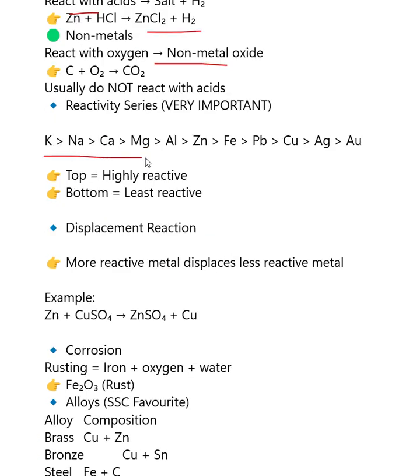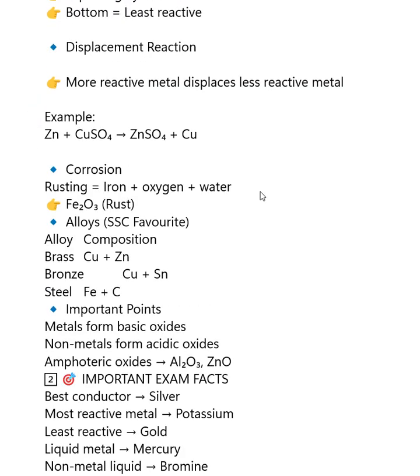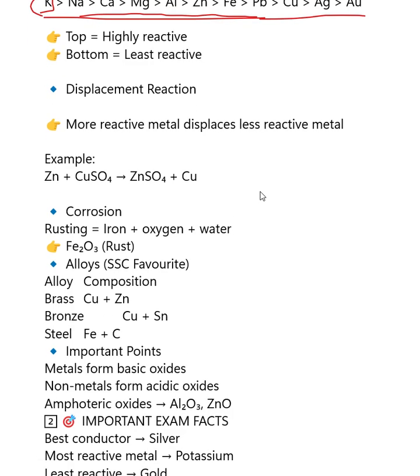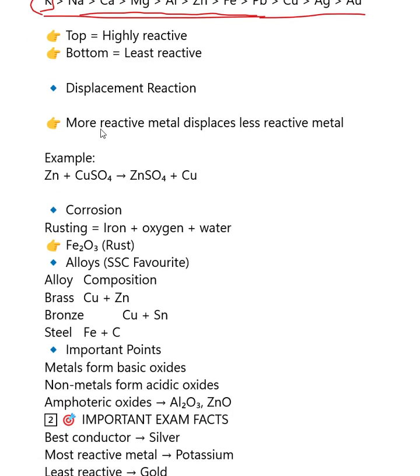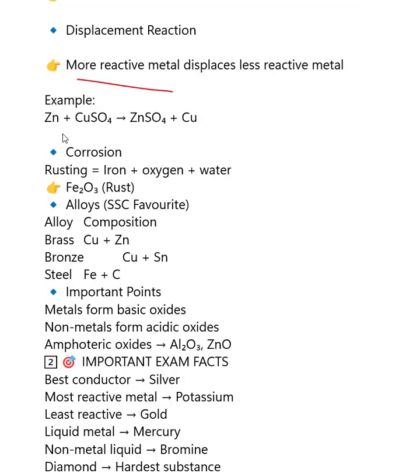So this is your reactivity series. The most reactive metal in the series is potassium, then sodium, then calcium, then magnesium, then aluminium, then zinc, then iron, then Pb, then Cu, then Ag, and then Au. And then this is your displacement reaction, where the more reactive metal displaces the less reactive metal. For example, Zn will replace copper, and it will form ZnSO4.